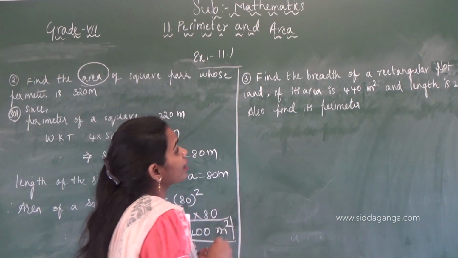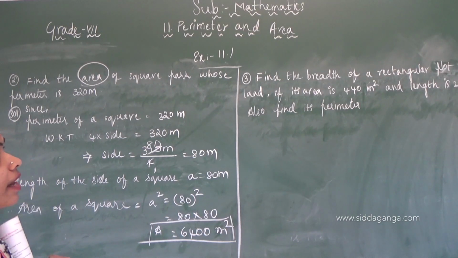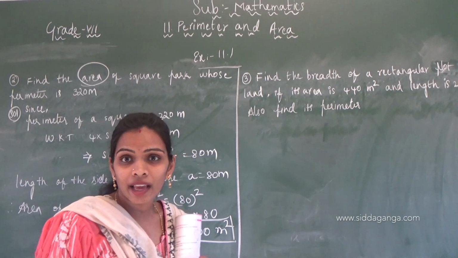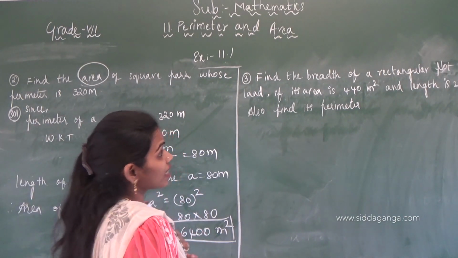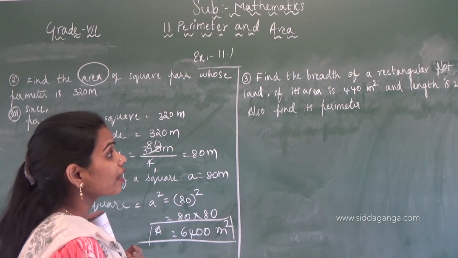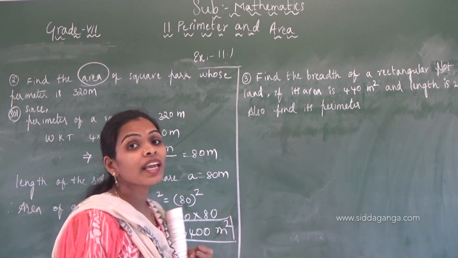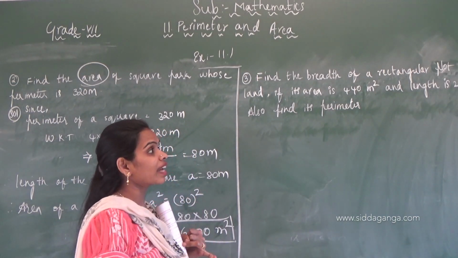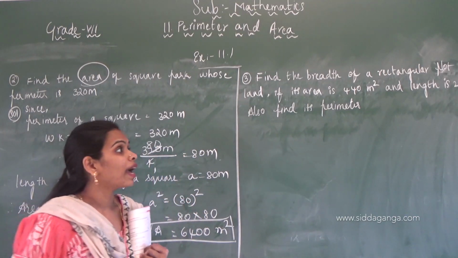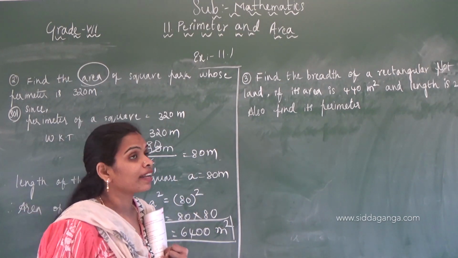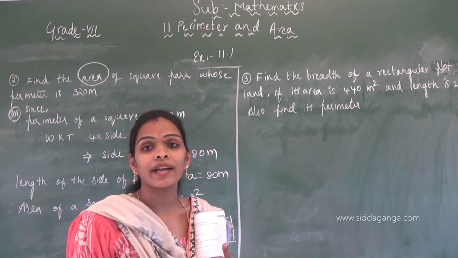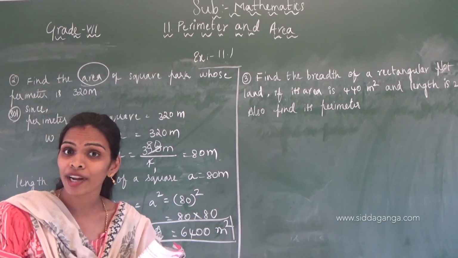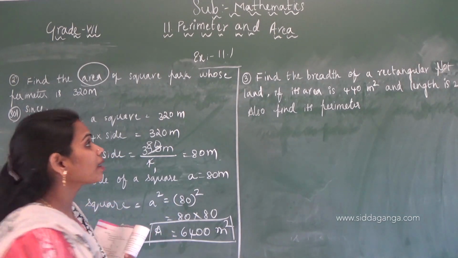Here what are they giving? They are asking to find the breadth of a rectangular plot of land. Which figure are they giving? The rectangle. The area also they are giving, 440 square meters, and the length of the rectangular plot of land, that is 22 meters. We have to find the breadth. If you find the length and breadth of a given rectangle, then it is easy to find the perimeter of that rectangle also. Correct?